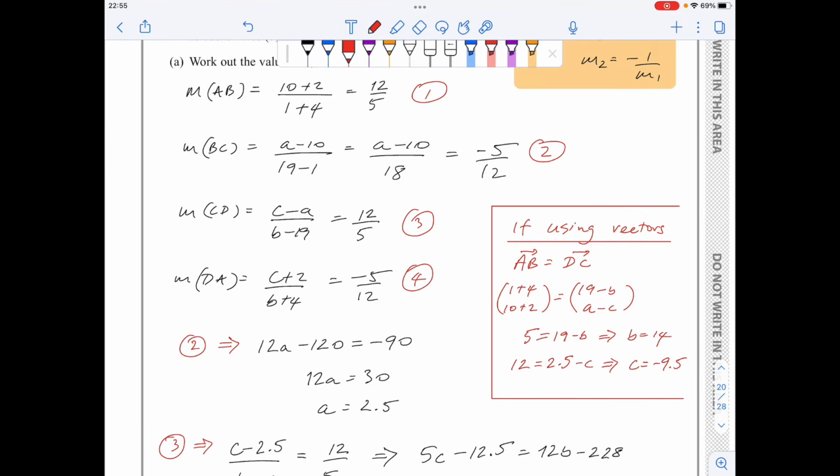9.5, much shorter, but involves mixing vectors with straight lines.